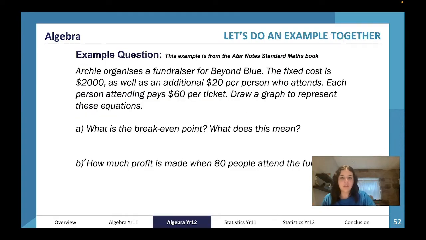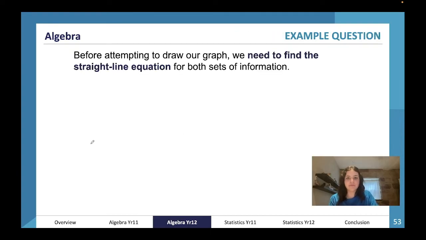So this is an example question from one of our books, our Unlimited Standard Maths book. Archie organizes a fundraiser for Beyond Blue. The fixed cost is $2,000, as well as an additional $20 per person who attends. Each person attending pays $60 per ticket. Draw a graph to represent these equations. A, what is the break-even point and what does it mean? And B, how much profit is made when 80 people attend the fundraiser?